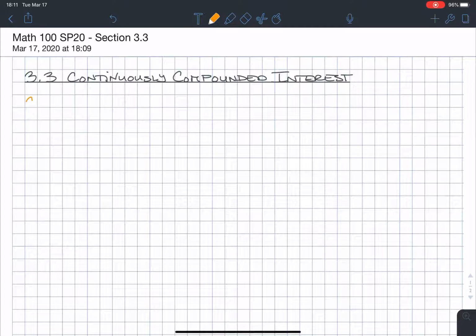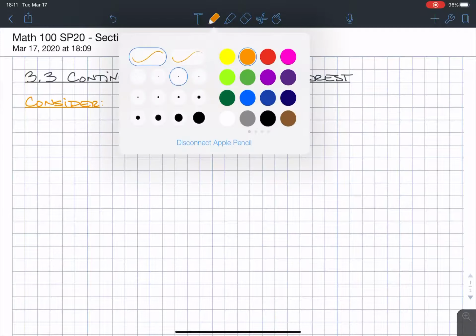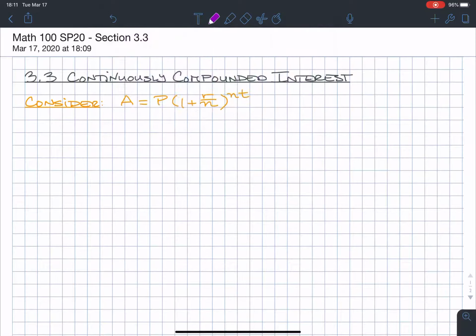So let's consider the amount A is equal to the principal investment times the quantity 1 plus the interest rate over the number of times we compound, n, all raised to the n times time. So let's go over that. We know that A is the amount, the final amount.